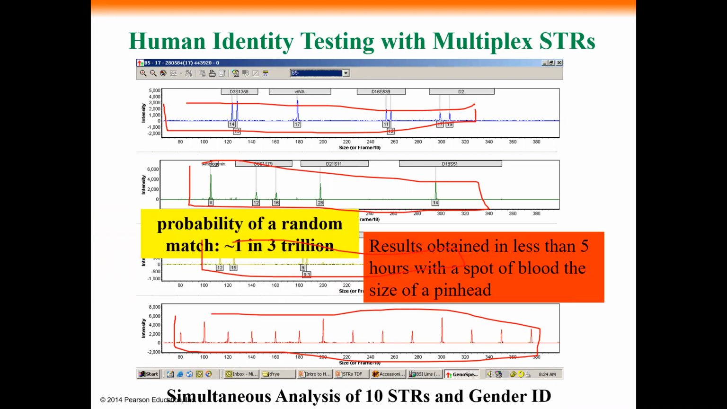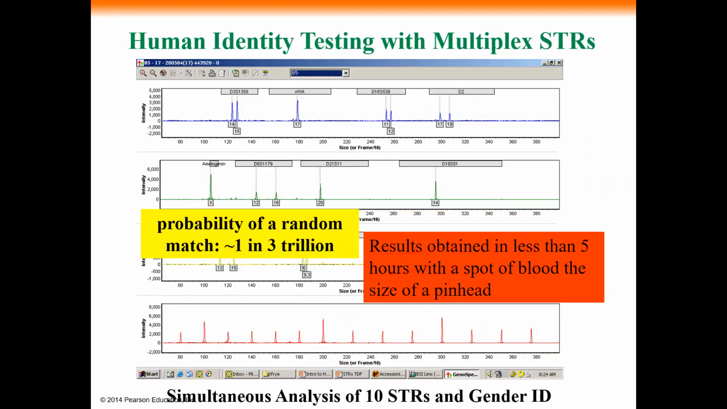And so the probability of a random match is about 1 in 3 trillion, meaning these are extremely precise ways to determine whether or not someone is guilty of a crime based on the evidence that you collect at that crime scene. And the results can be obtained in less than 5 hours. That's a lot easier said than done because so many crimes are committed and so many samples are taken. Crime labs are backlogged for months and sometimes even years.